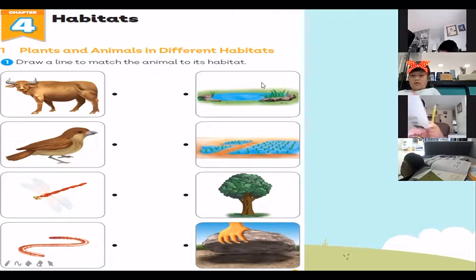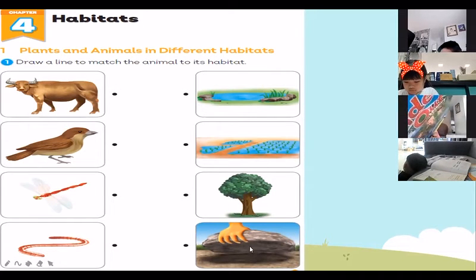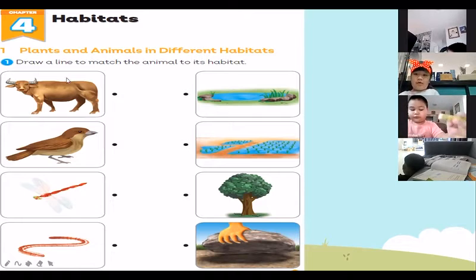We have the pond or near a pond. Next, we have the paddy field. We have the tree. And the last one is under a rock. So let's start with our buffalo.